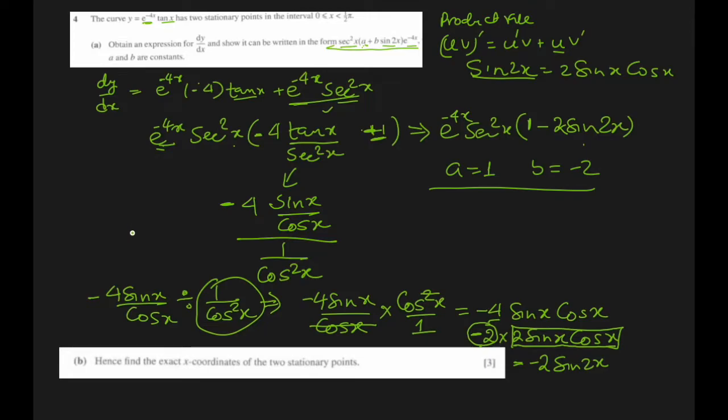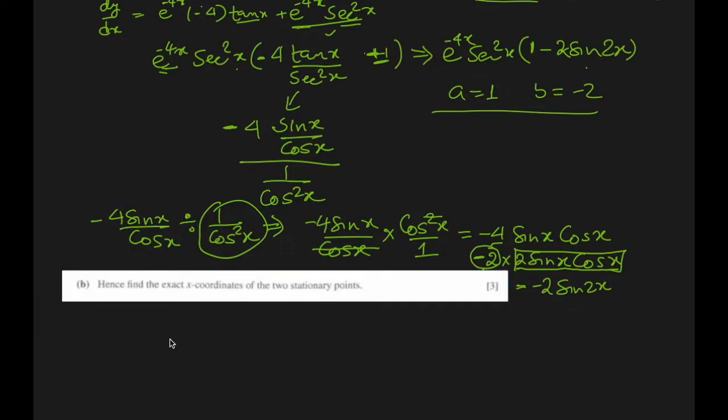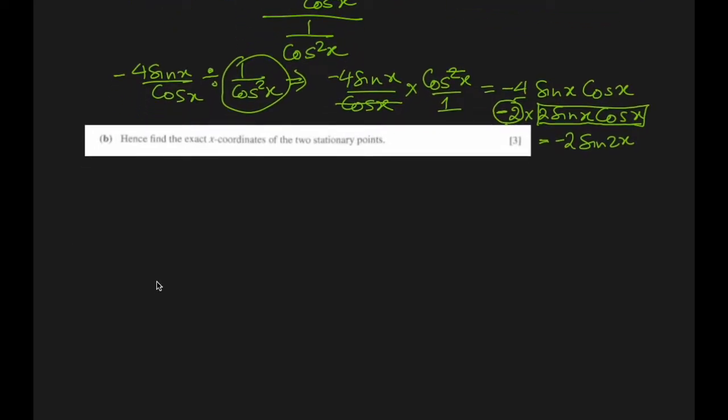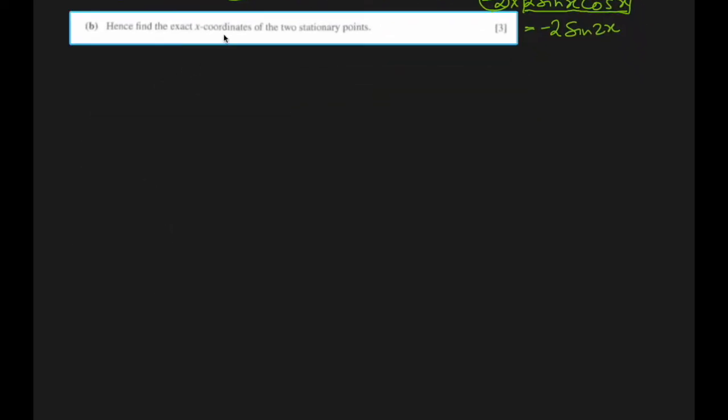Okay, what about part b? Part b says, hence, find the exact x coordinate of the two stationary points. So let me write e to the power minus 4x secant square x (1 minus 2 sine 2x). Okay, so for a stationary point, the first derivative dy over dx has to be equal to 0, because dy over dx is the gradient of the tangent, and at a turning point it is always horizontal and its gradient is 0. So dy over dx, which is the gradient, has to be equal to 0.